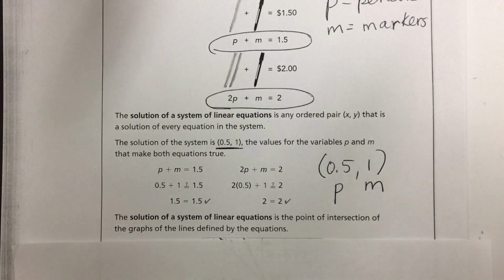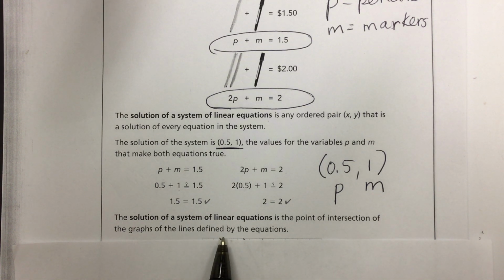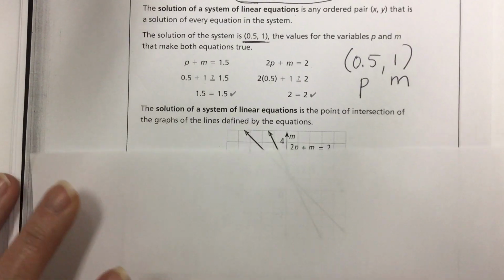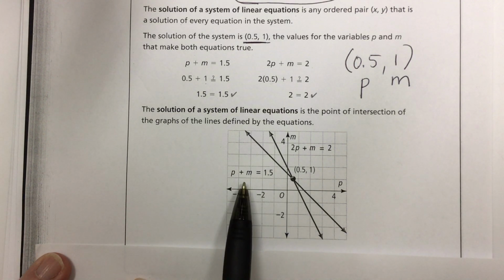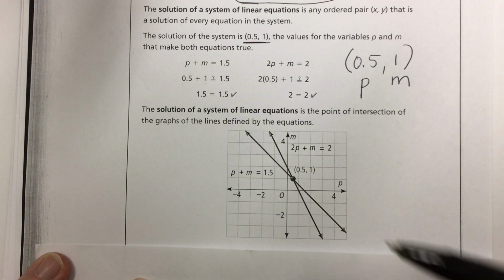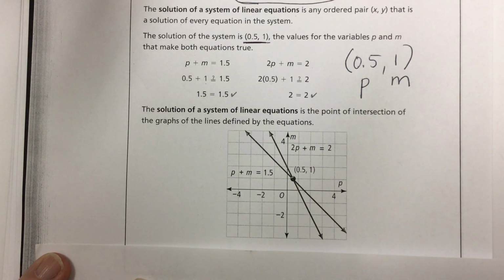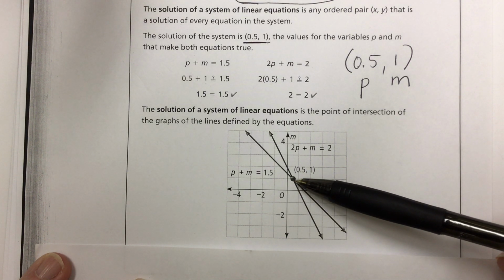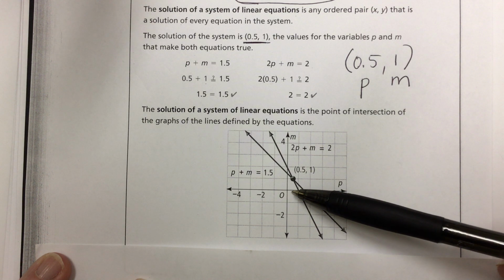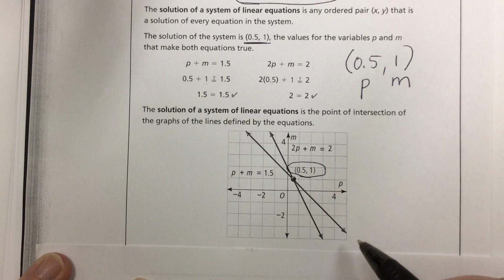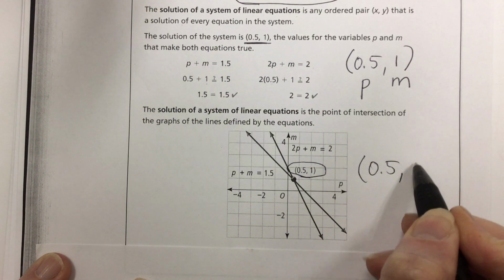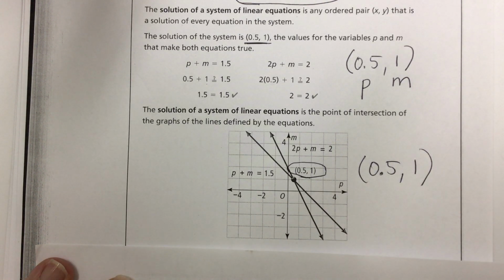So the solution of a system of linear equations is the point of intersection of the graphs of the lines defined by the equations. So let's look at these two lines graphed. Here you have the first line, p plus m equals 1.5. Here you have the second line. These are the two lines graphed. Where do these two lines touch? They touch when x is 0.5, which is a half, and when y is 1. So here is your point of intersection, 0.5, comma 1. So this is the solution of this system of equations.